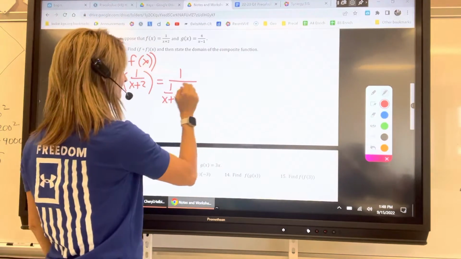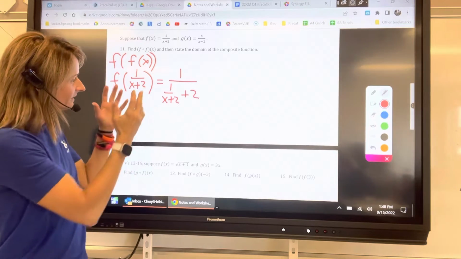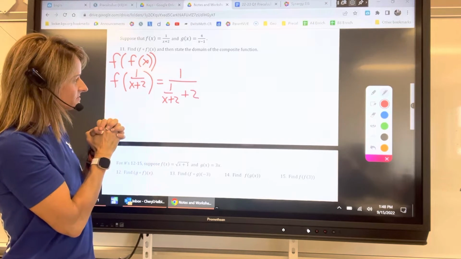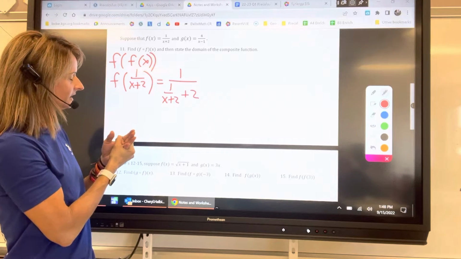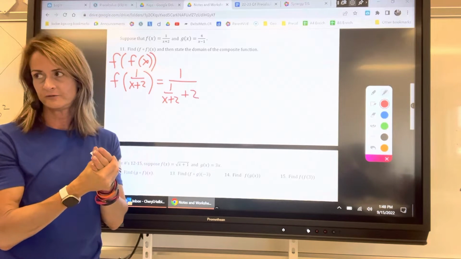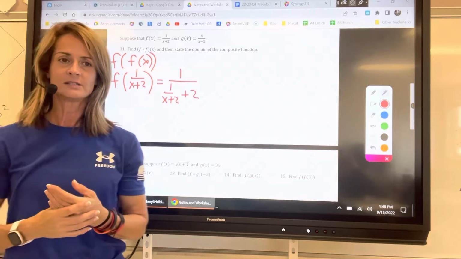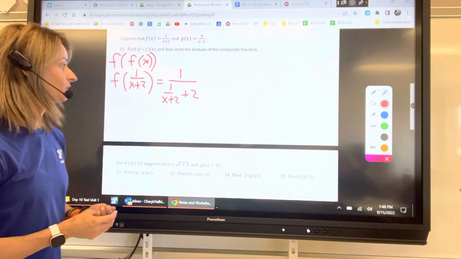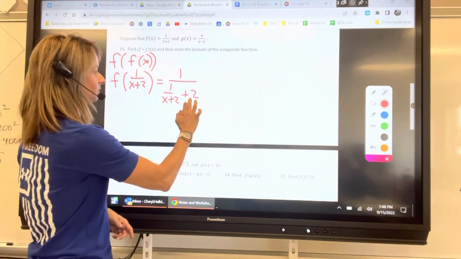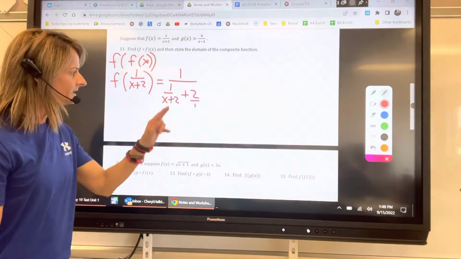Okay. So let's see if we can't. I've got two terms in the denominator, and I need to add them together. Right now they have different denominators. Can't add fractions unless the denominators are the same. So I need to make the denominator of the 2, currently it's a 1, right? This is an over 1. I need to make that an x plus 2.